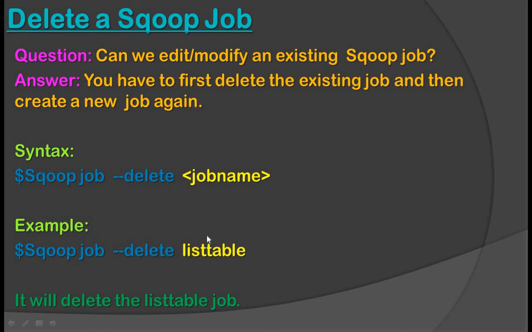So today we have seen how we can create a Scoop job, how we can list a Scoop job, how we can execute a Scoop job, how we can show details of a Scoop job, and how we can delete a Scoop job. These are very simple things, and you do not need to do much more because there are fixed keywords. You only need to use those fixed keywords and these things will be done in a very easy way. So this is all about it.